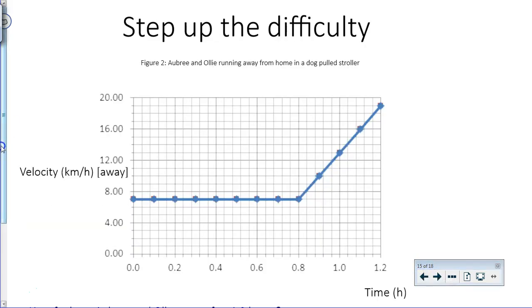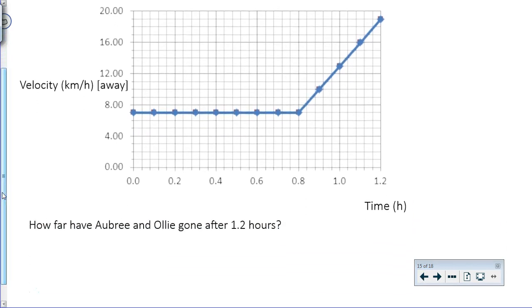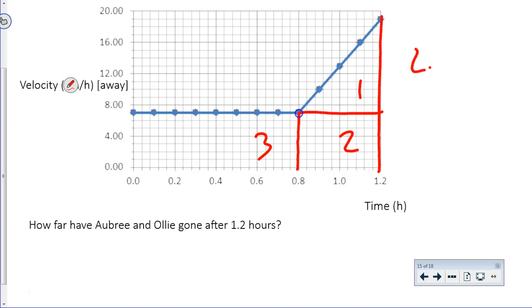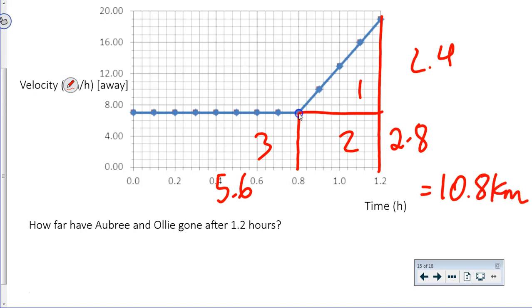Now, the one thing that would be interesting to note here is a question like this now asks how far have they gone after 1.2 hours? So that's not asking for the little segments. How do I find out how far they've gone after 1.2 hours? Well, I will take the area all the way to 1.2, break it into little sections 1, 2, and 3, and then I know that I have my 2.4 from before, my 2.8 from before, my 5.6 from before. This is equal to 10.8 kilometers. In what direction? Oh, good point. 10.8 kilometers is a distance. So now, in order to put a direction on this, I come back to here.